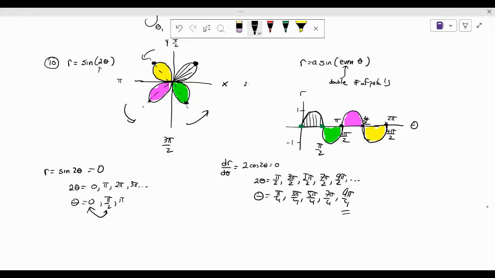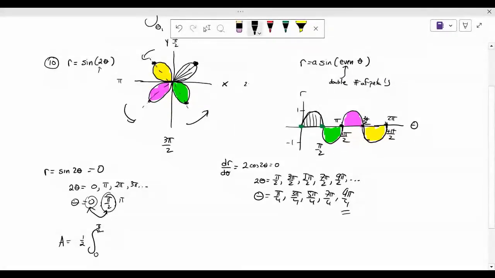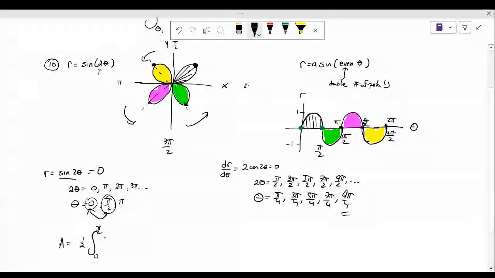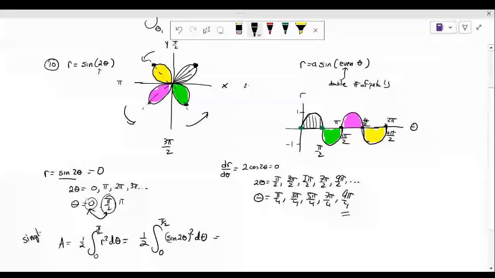So we're after the area of all the petals, but knowing there are 4 petals, we're simply going to use our area formula in polar. We're just going to integrate from two consecutive values of theta where r is 0, and then we have r squared. r happens to be sine 2 theta. So this is a single petal.